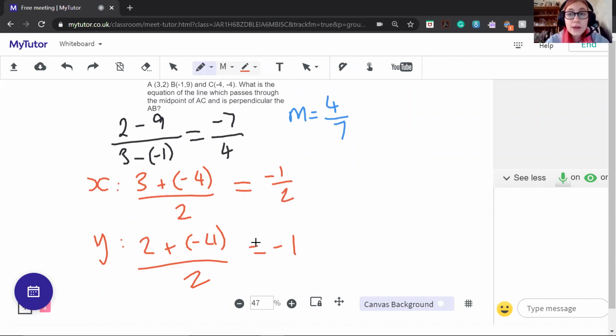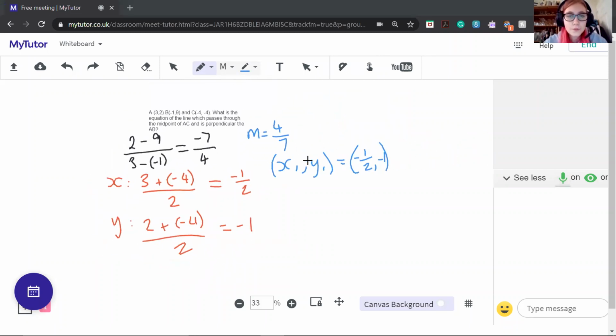Which means that the point that it passes through, which I'm going to call, I'll write it in blue just so that it's consistent here, we call this x1, y1, because that fits with the notation of our formula. And that's going to be (-1/2, -1). So that's the midpoint of AC, and that's what it passes through.